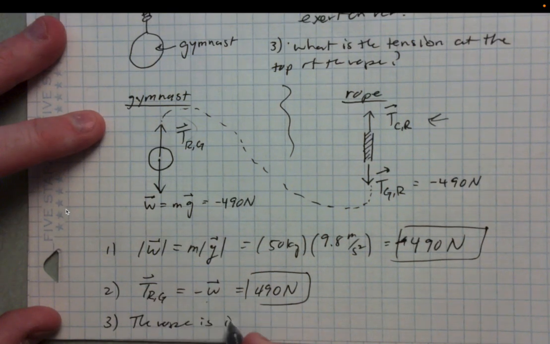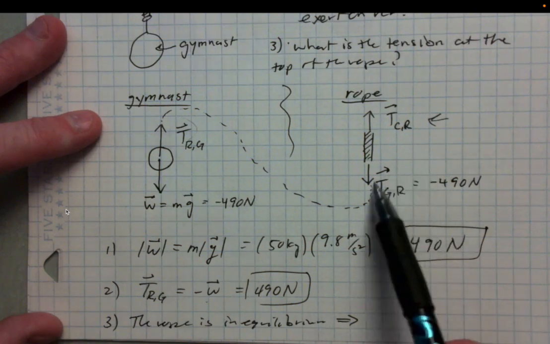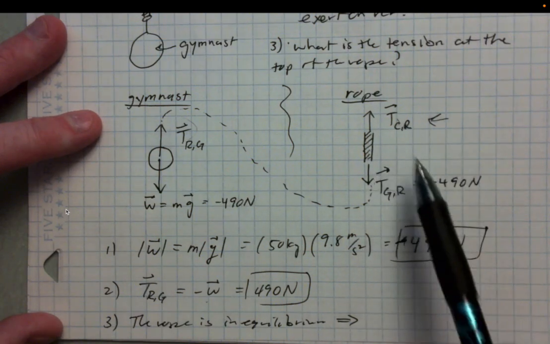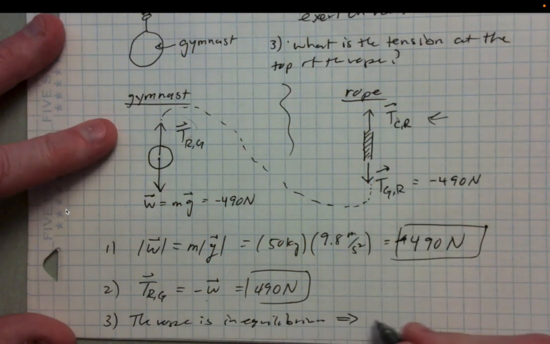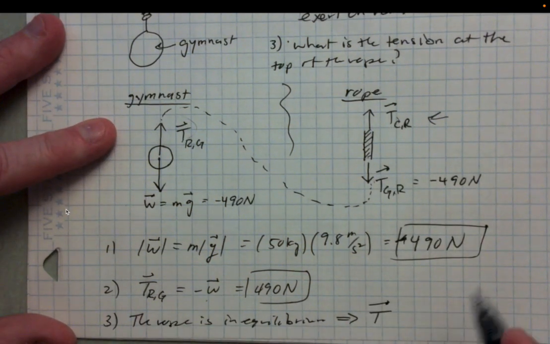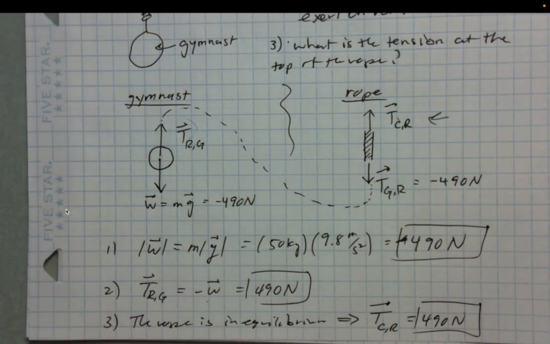The rope is in equilibrium. Right, so the implication is then that the sum of these two forces must be equal to 0. So what does that mean? This force has to be here. Well, that means that the tension in the rope, the force of the ceiling acting on the rope, must be equal to 490 newtons as well. Okay.